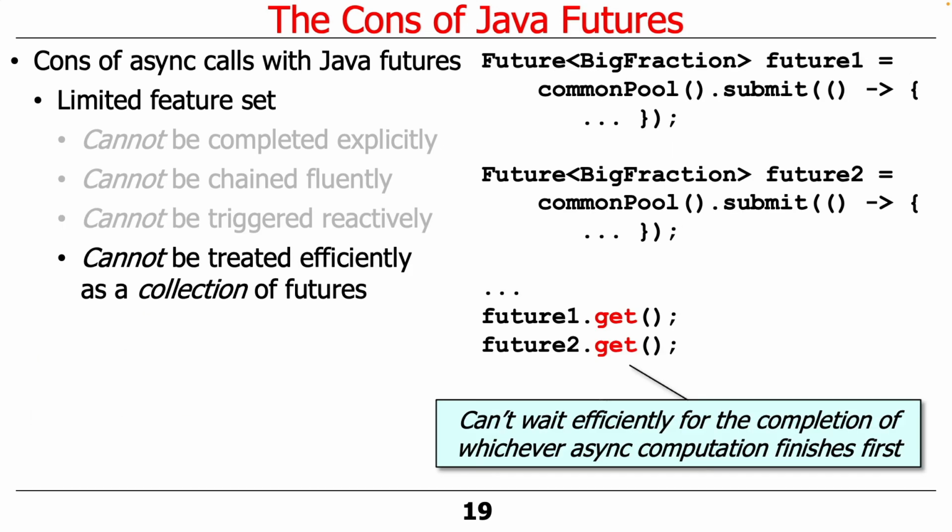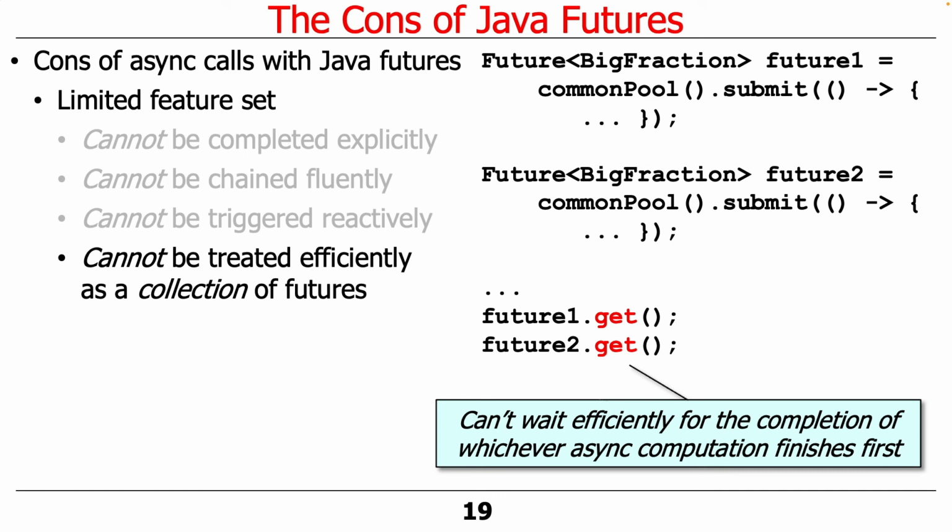And then another thing you can't do is treat a bunch of futures conveniently as a collection. Now, there are ways to do this if you use certain things like the executor completion service, invoke any or invoke all methods, but that gets you off into a much more complicated and somewhat inefficient world. So the problem here is if you have a couple of calls and you get back a couple of futures, you can't say, tell me whichever one comes back first.